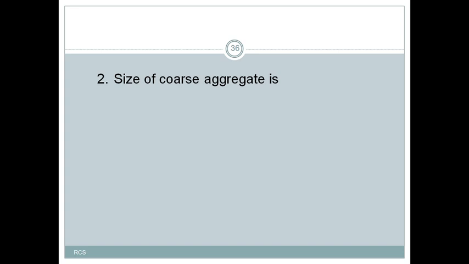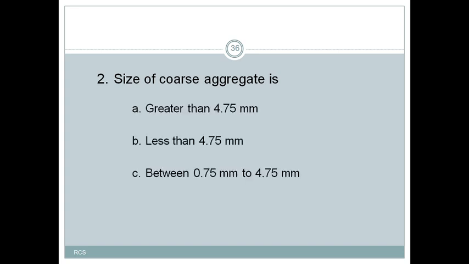The size of coarse aggregate is: the options are greater than 4.75 mm, less than 4.75 mm, between 0.15 to 4.75 mm, none of the above. As per the definition of coarse aggregate, the aggregate which has a size greater than 4.75 mm is termed as coarse aggregate. So option A is correct.